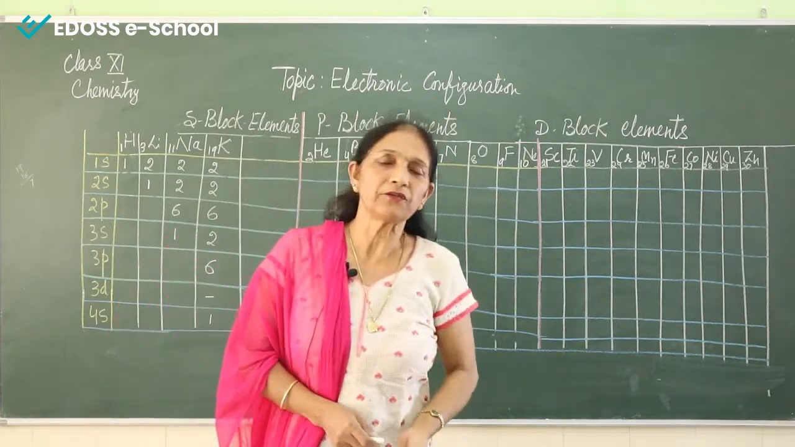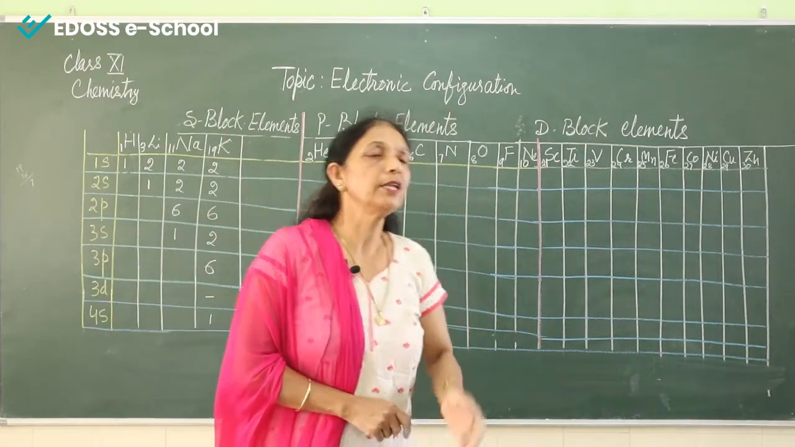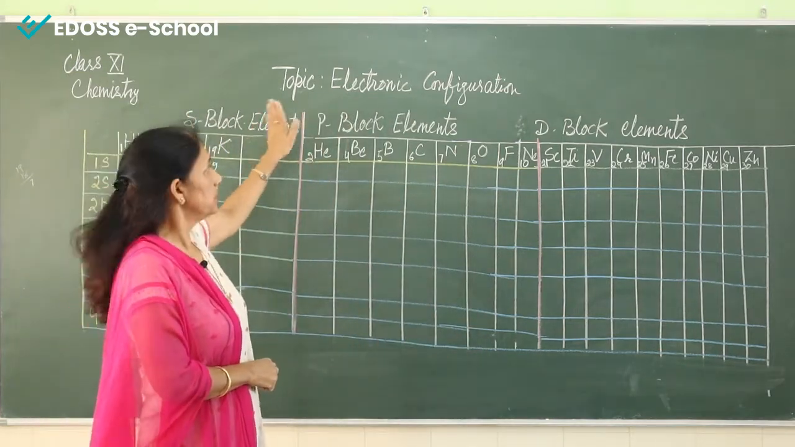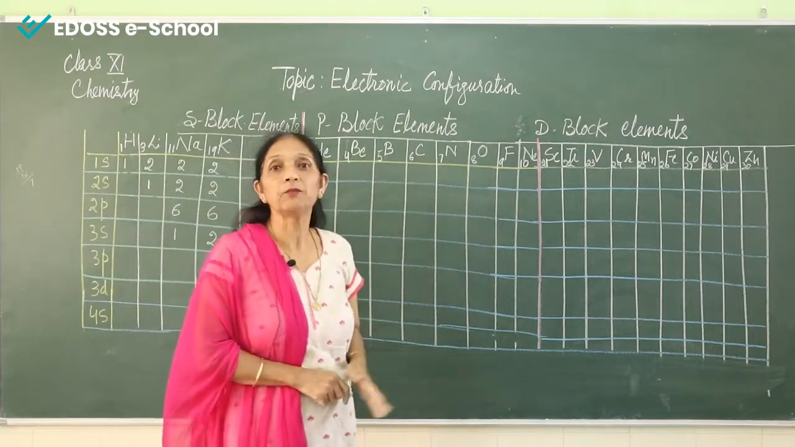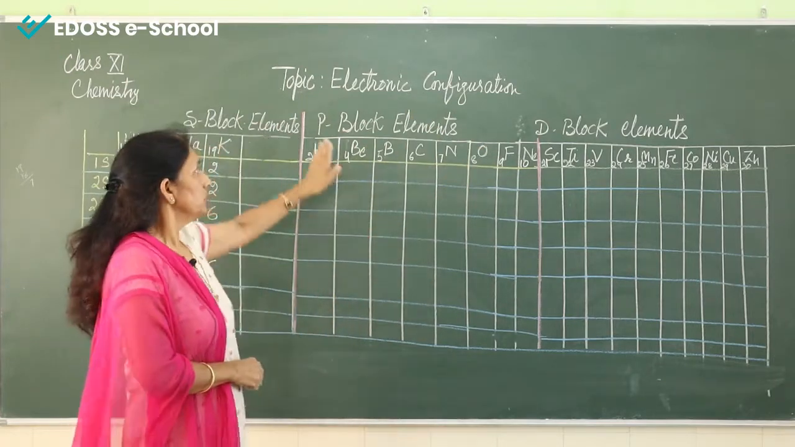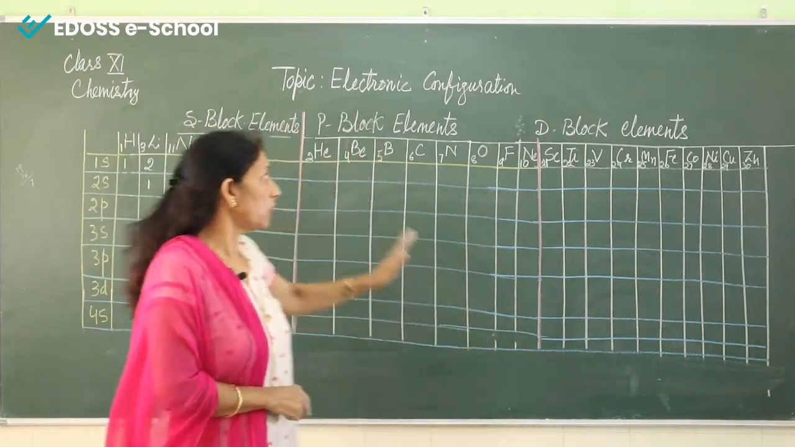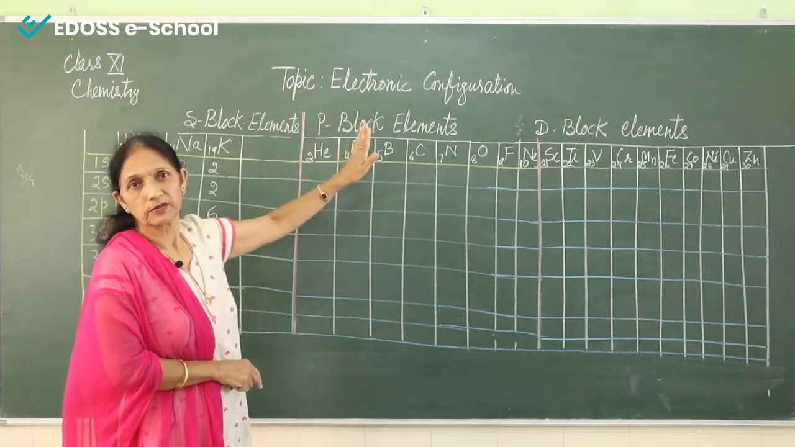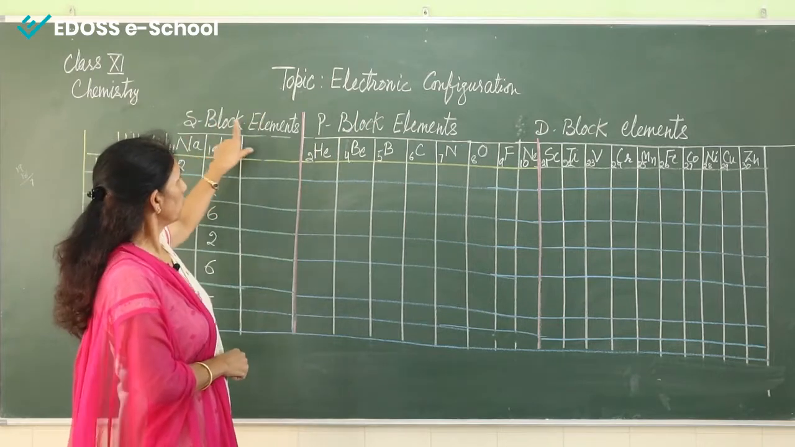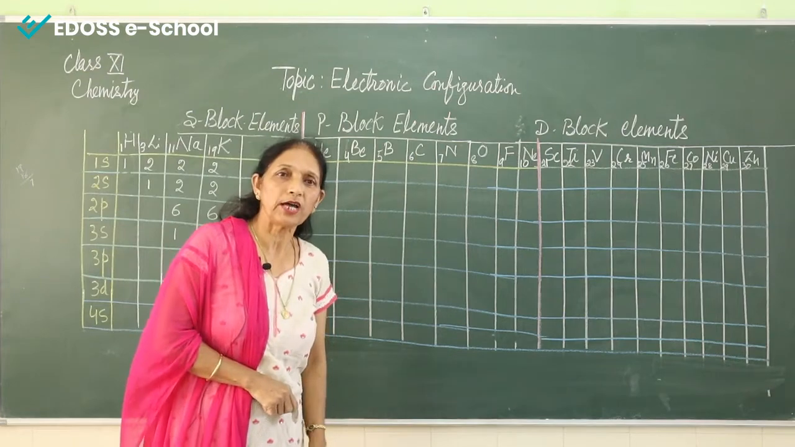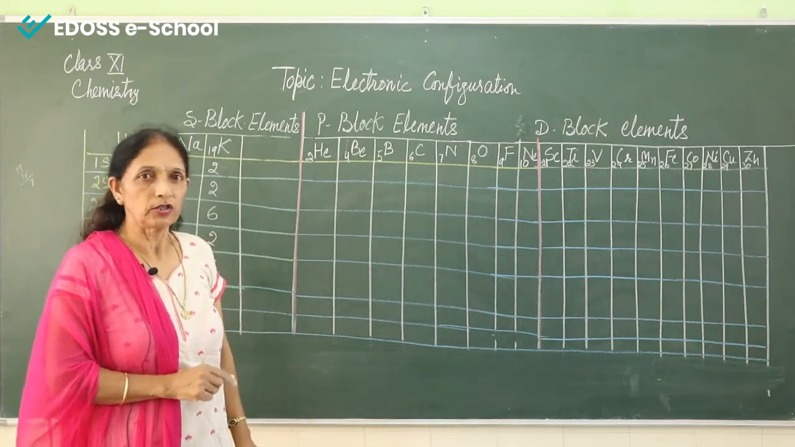Now everyone has seen the periodic table, and in the periodic table we have seen S block elements, P block elements and D block elements. In this table we will discuss the electronic configuration according to the blocks. That means what is the electronic configuration for S block, P block or D block elements, and what is the difference between all three.